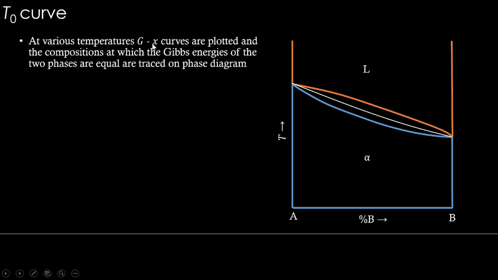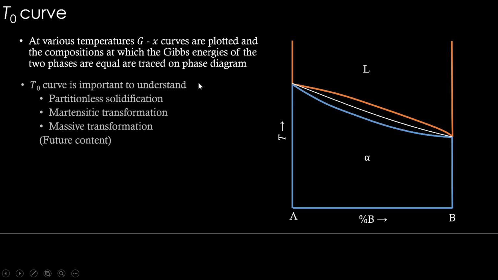At various temperatures, Gx curves are plotted, and the composition at which the Gibbs energies of the two phases are equal is traced on the phase diagram like this. Okay, that is the T naught curve. And this is important to understand certain phase transformations such as partitionless solidification, martensitic transformation, massive transformation. We will see a few examples of that also in future.